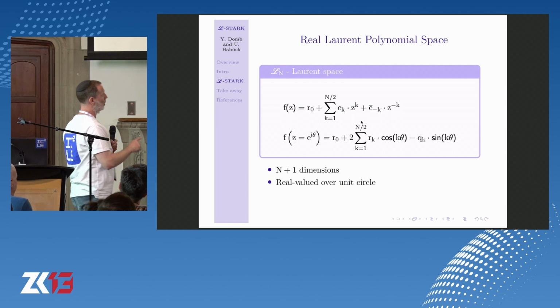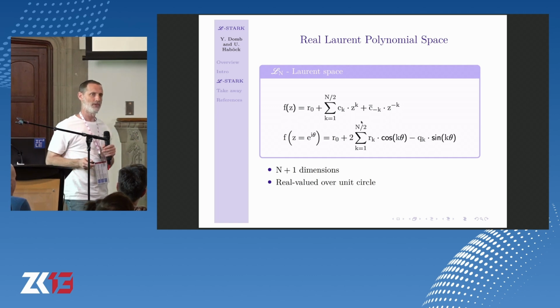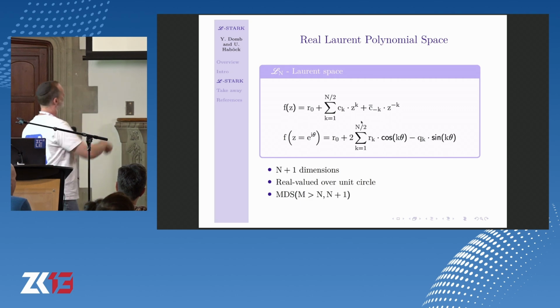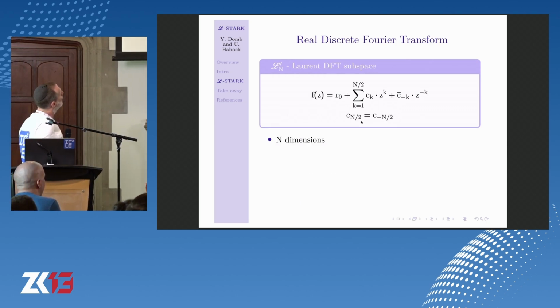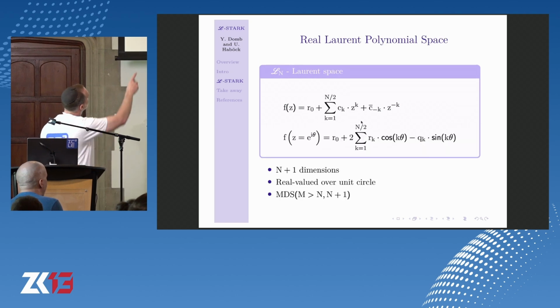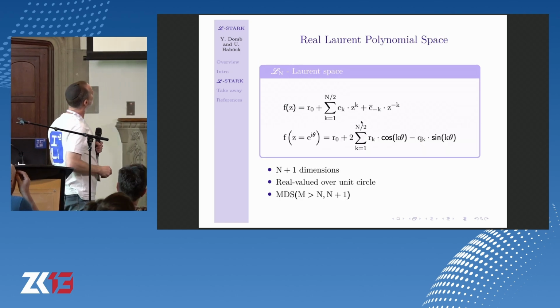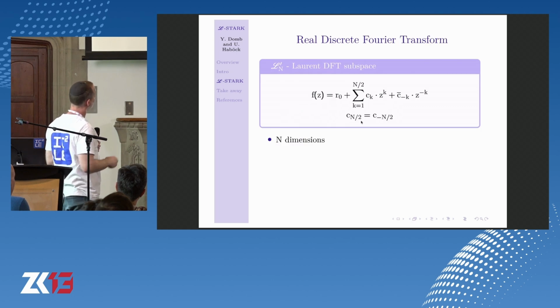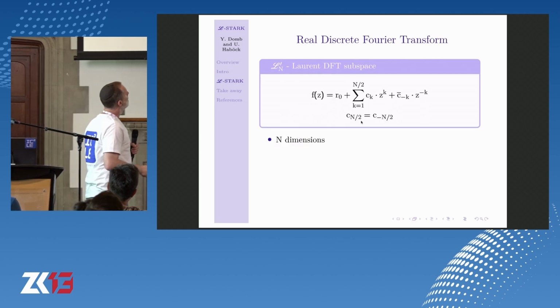It's real valued over the unit circle. When you get off the unit circle, it's defined, but it's not real valued. And this we'll skip for now. Now, that space of Laurent polynomials, of the real ones, we call Ln, the n plus 1 dimensional space.